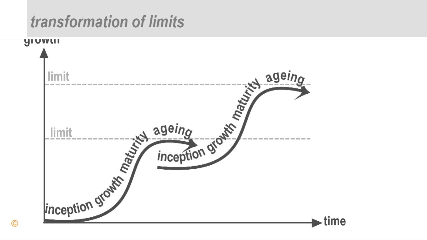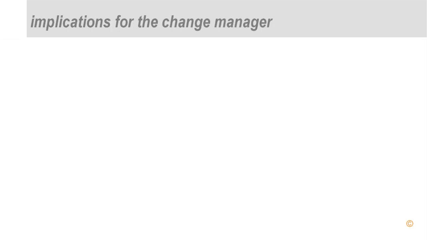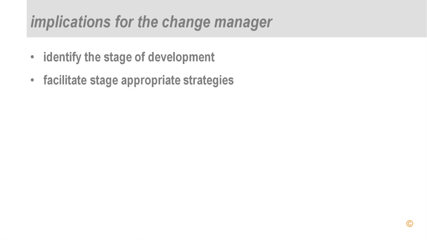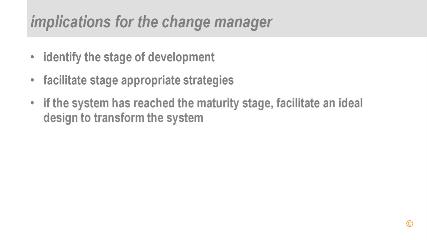during the maturity stage. The implications for the change manager are that they must identify what stage of development the system is in with which they work, and then facilitate, first of all, stage appropriate strategies, as we have said earlier. And if the system is identified to be in the early maturity stage, they should facilitate an ideal redesign to allow that the system transforms itself timelessly.